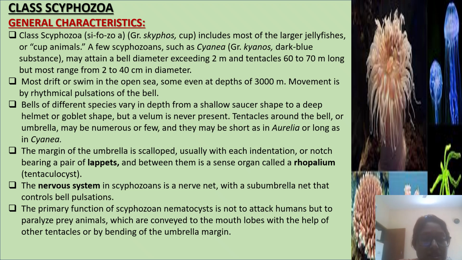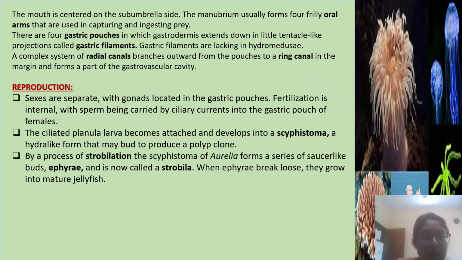Next, the nervous system in scyphozoans is a nerve net with a subumbrellar net that controls bell pulsation. The primary function of scyphozoan nematocysts is not to attack humans but to paralyze prey animals, which are conveyed to the mouth lobes with the help of other tentacles or by bending of the umbrella margin. The mouth is centered on the subumbrella side. The manubrium usually forms four frilly oral arms that are used in capturing and ingesting prey.